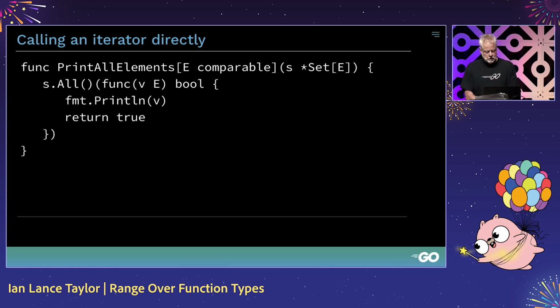Note that there are two function calls here. We call s.All to get an iterator, which is itself a function, and we call that function with our handwritten yield function. There's no particular reason to write code this way. This is just an example to show the yield function isn't magic. It can be any function you like.